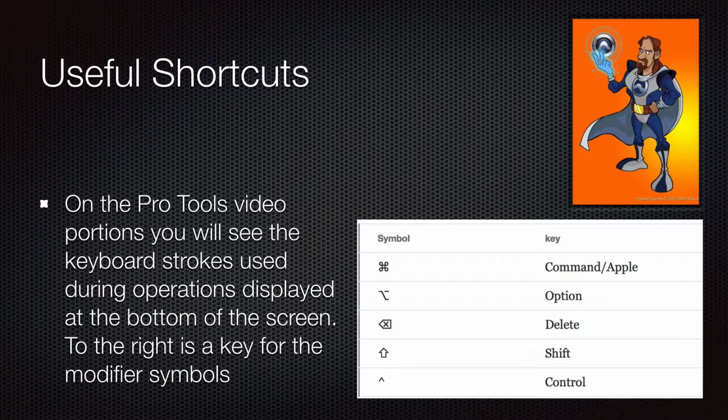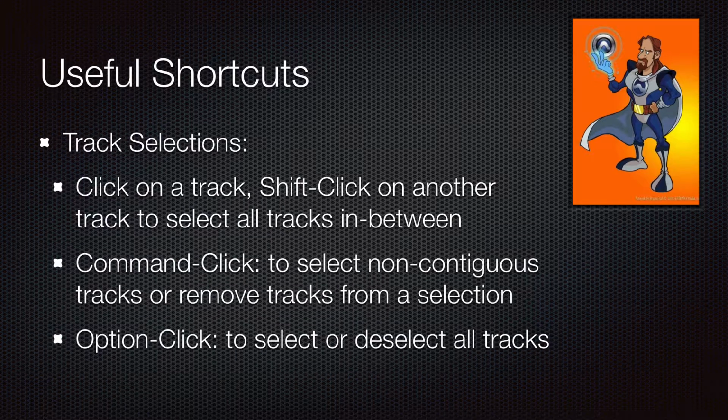Again, during the course of the video, you will see my keystrokes displayed at the bottom of the screen, and here is a key to the guide for the symbols that you will see. You can use Shift to select tracks in a range. You can use the Command key to take tracks in and out of a selection, or on its own to select non-contiguous tracks, or you can use the Option key to select all or deselect all.